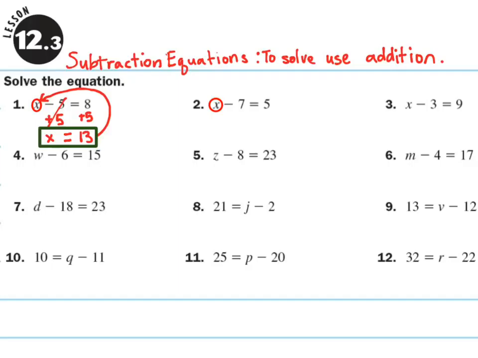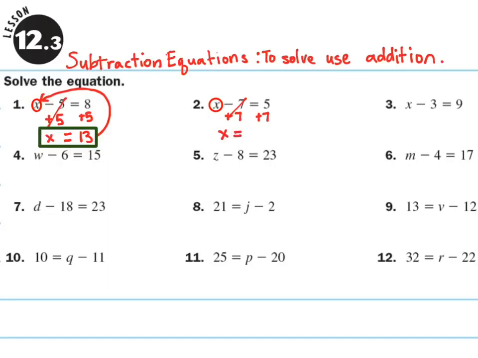So problem number 2, we identify the variable and we want to get it by itself. We're subtracting 7, so to get it by itself, we want to add 7 to both sides. Once I add 7, that gives me 0, so that's x minus 0 or x plus 0, however we want to look at it, and 0 plus anything is going to be that same thing. So x plus 0 or x minus 0 is just going to be x. That leaves me with x on that side.